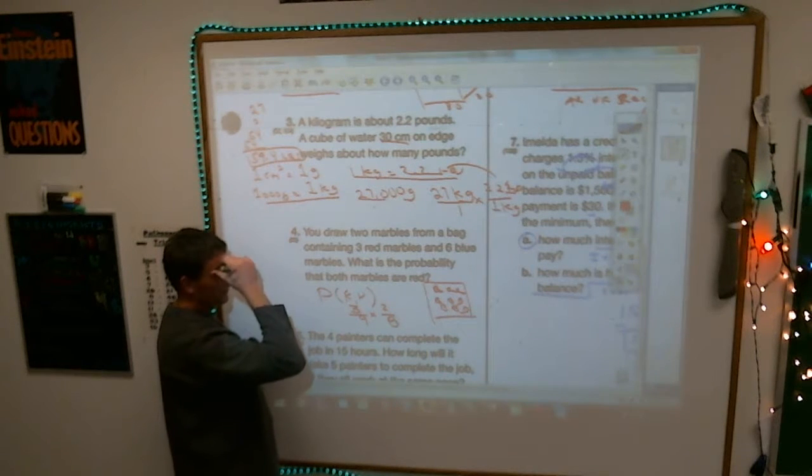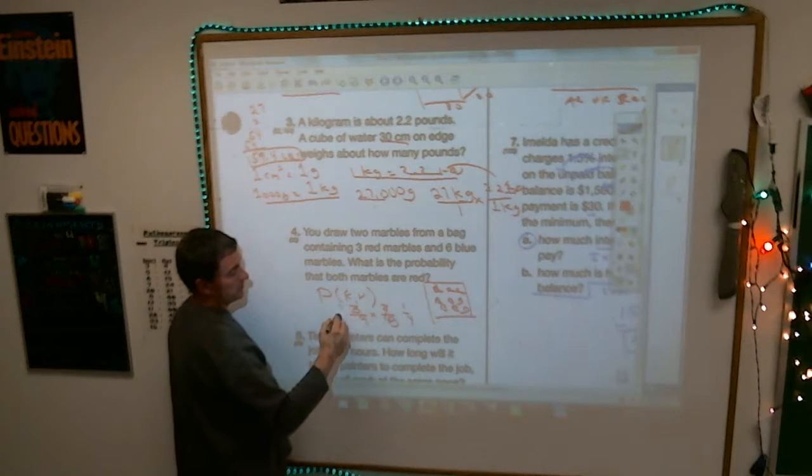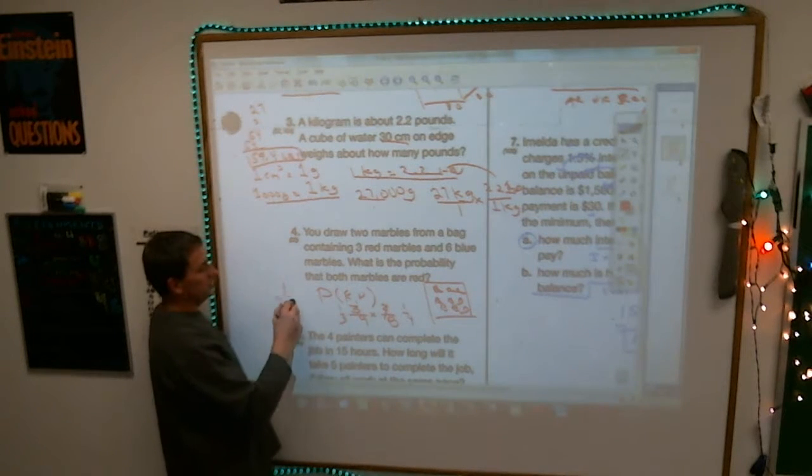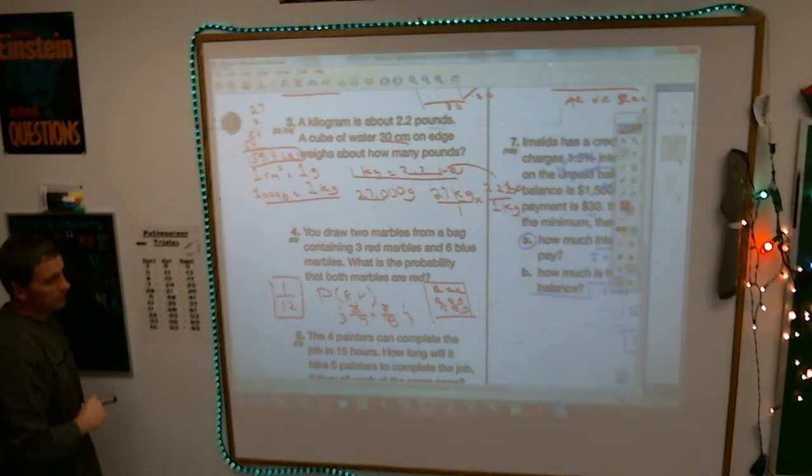What is it, 6 over 72, or cross cancel, it doesn't really matter. This is 1/4, this is 1/3, you get 1/12. Probability of pulling 2 reds out is 1 out of 12.